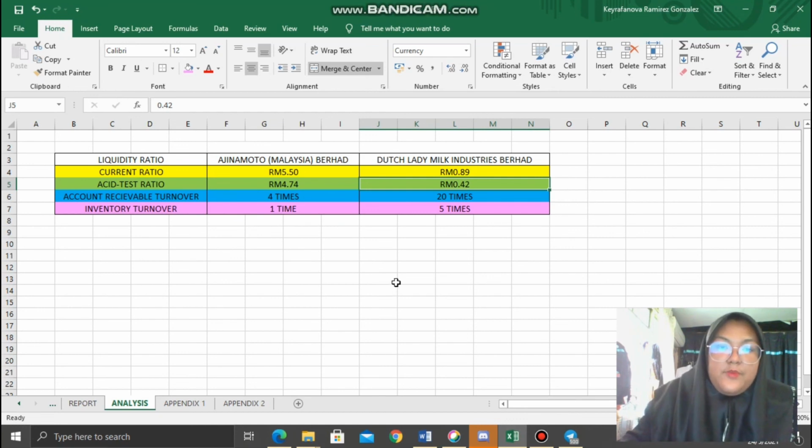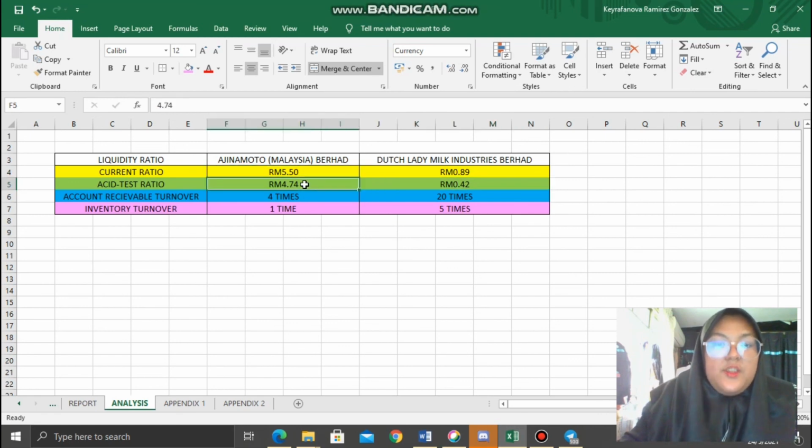From the calculation, we can see that Ajinomoto Malaysia Berhad has a higher chance to pay their current liability compared to Dutch Lady Milk Industry Berhad, since for the current ratio and the asset test ratio between both Ajinomoto Malaysia Berhad and Dutch Lady Milk Industry Berhad, we can see that Ajinomoto Malaysia Berhad has the higher value between both companies.